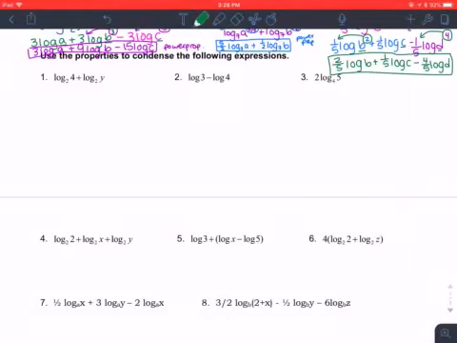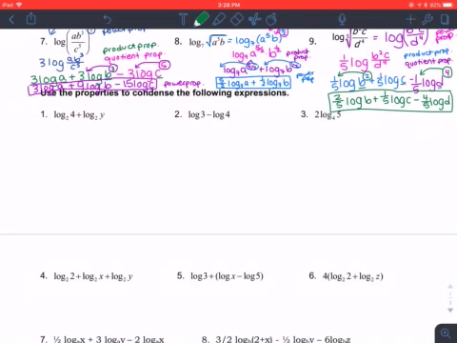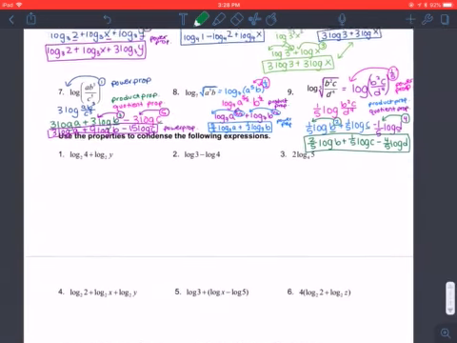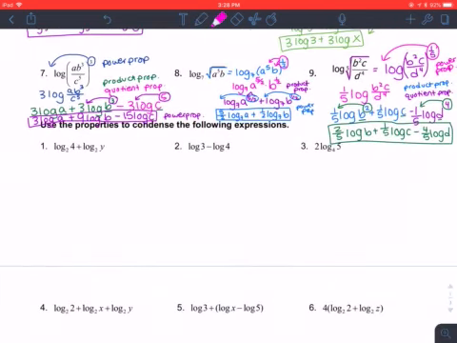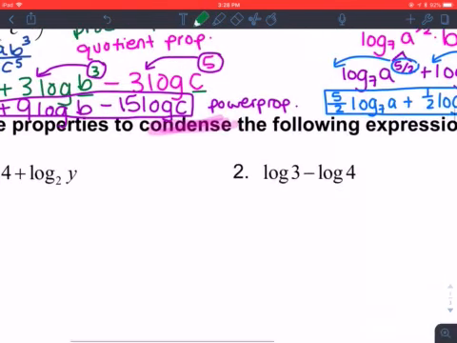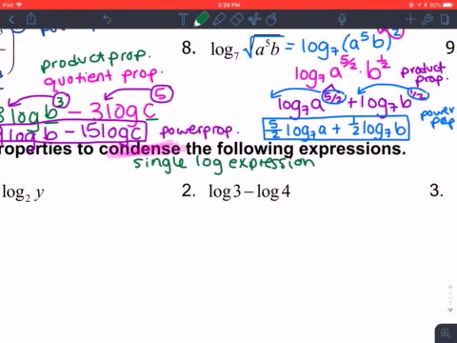Okay, for this next part, we're going to be condensing logs. So we're basically going backwards from when we were expanding. So our goal now, when we're condensing logs, is for our final answer to have a single log expression without coefficients.